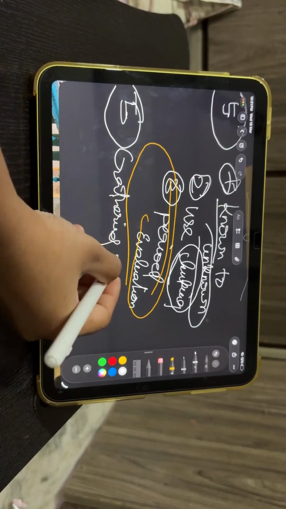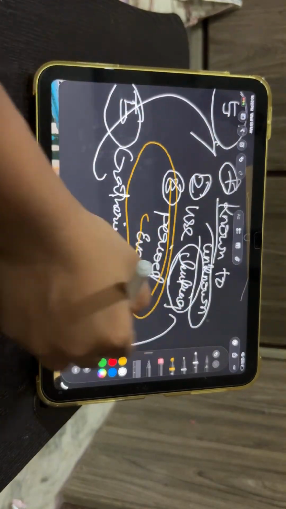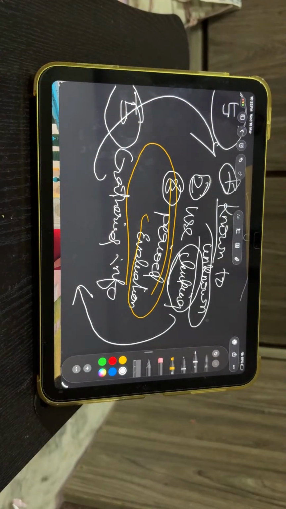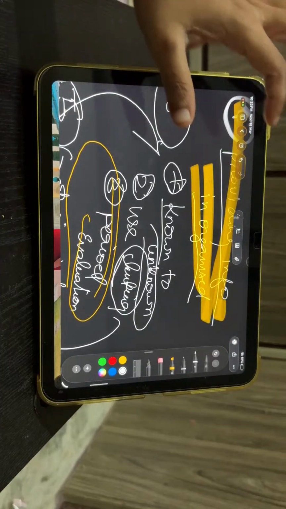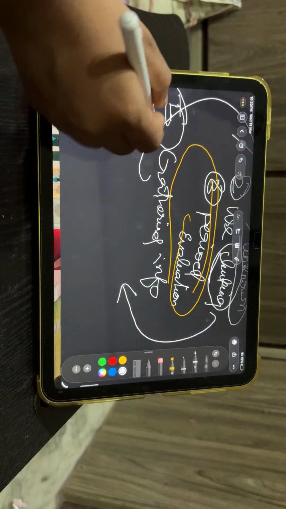Gathering information in a last way. Actually, the gathering will come first, and providing information we will do lastly. First, this gathering information will be first. Okay, and providing information will be last. First we have to gather information regarding this.